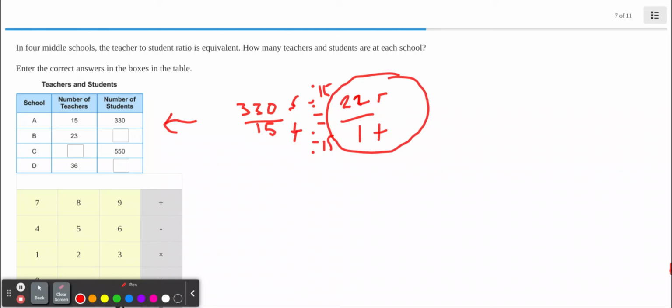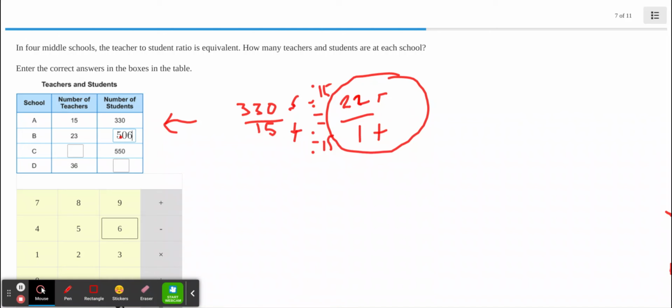Now, all I need to do is multiply this bottom number, which is our 1, by however many teachers, and that will give us our number of students. So if I take my 23 teachers that I have for letter B and multiply that by the 22 students for each one of those teachers, I'll do 23 times 22, and that would give me 506. Type in there 506 students.